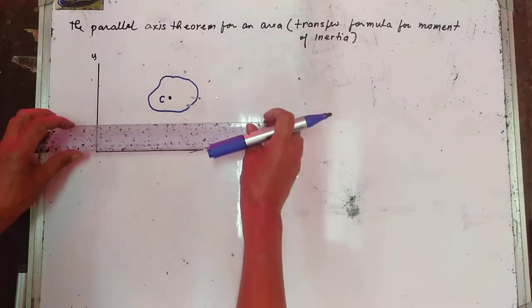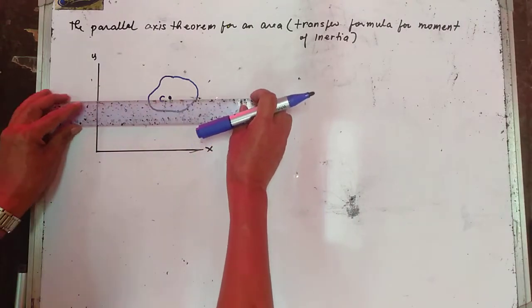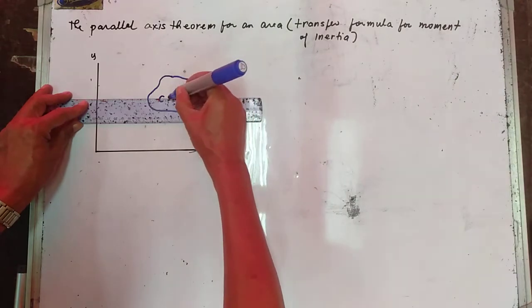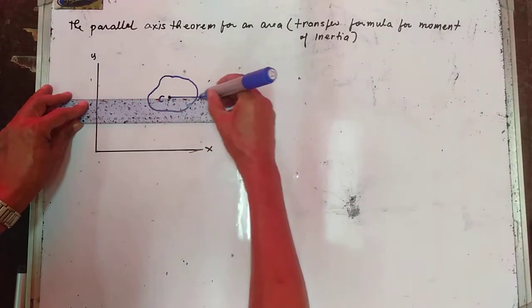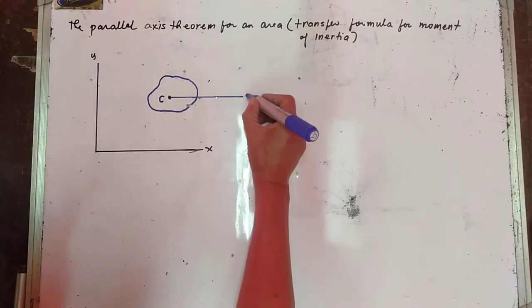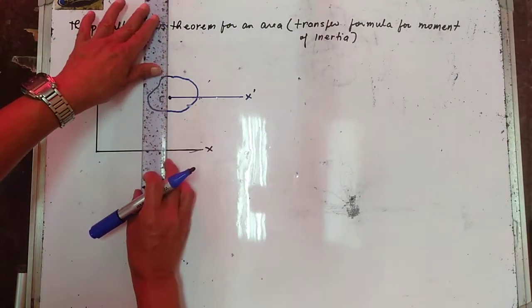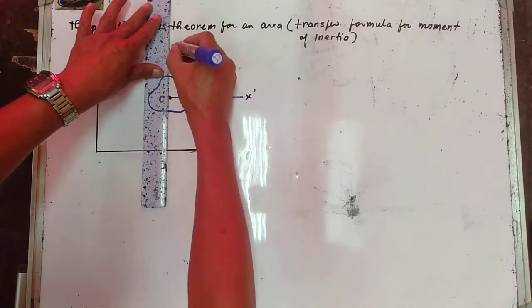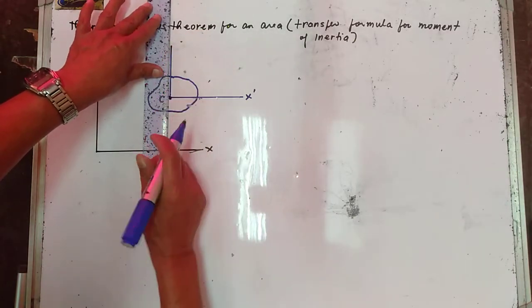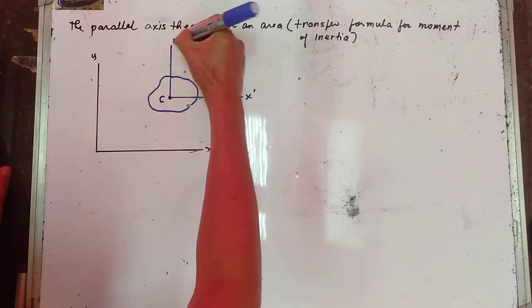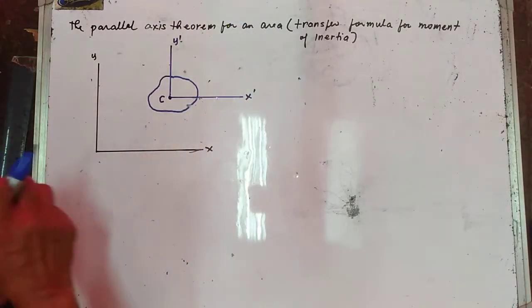So let us consider that this is therefore the axis located in the centroid of the body, and let us consider this one as the x prime axis, and this one in here is now the y prime axis. So we now have your y prime axis.